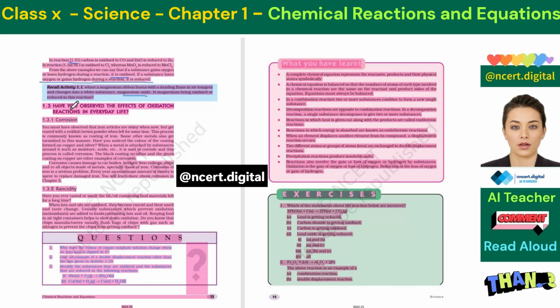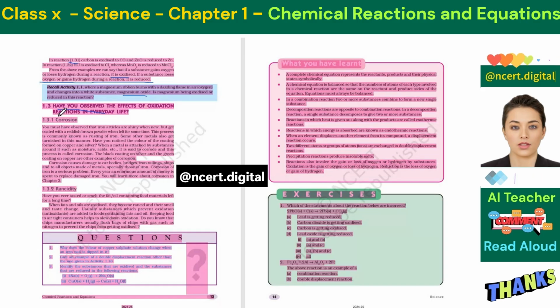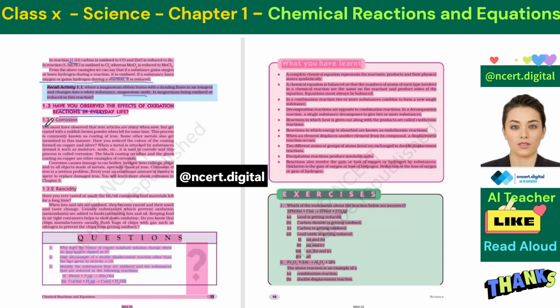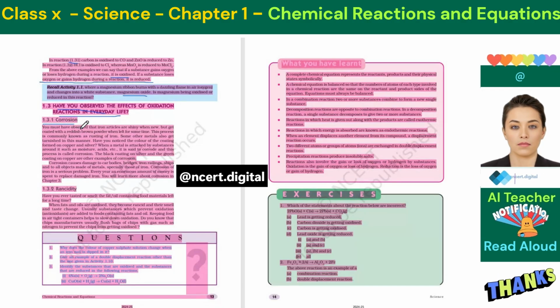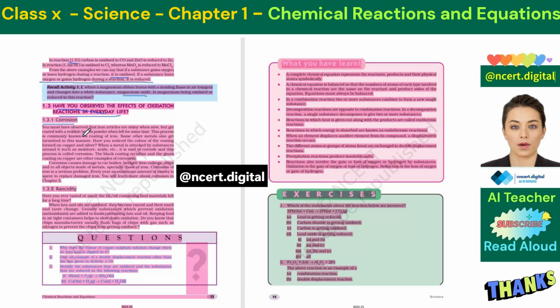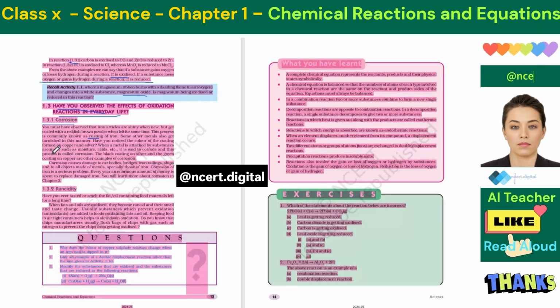1.3 Have you observed the effects of oxidation-reduction reactions in everyday life? 1.3.1 Corrosion. You must have observed that iron articles are shiny when new, but get coated with a reddish-brown powder when left for some time. This process is commonly known as rusting of iron. Some other metals also get tarnished in this manner. Have you noticed the color of the coating formed on copper and silver?